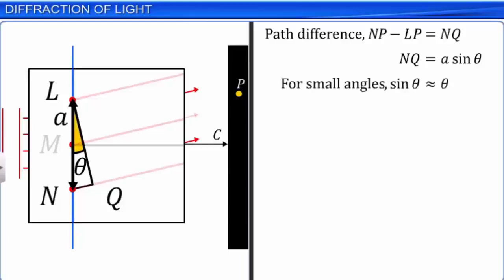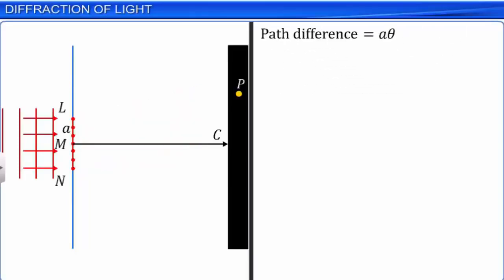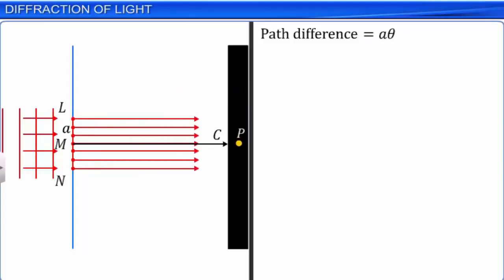But for small angles of theta, sin theta is approximately equal to theta. Therefore, the path difference is equal to A theta. Now we shall analyze how contributions from a large number of sources produce diffraction fringes on the screen. Let us first consider the central point C. From the figure, we can see that angle theta is 0 for point C.